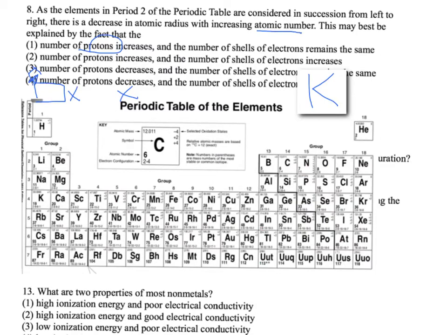Next, we're asked to look at the number of shells of electrons. Here we can see lithium has 2 shells, beryllium has 2, boron has 2, carbon has 2, and so forth. The number of shells is the number of numbers listed in the electron configuration.